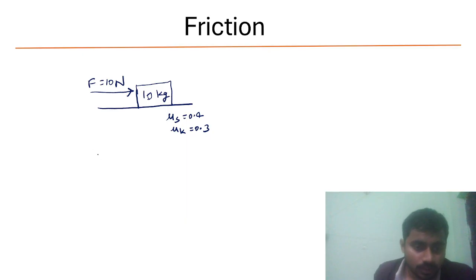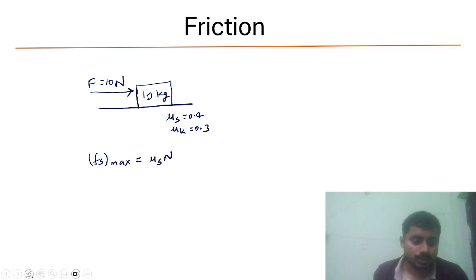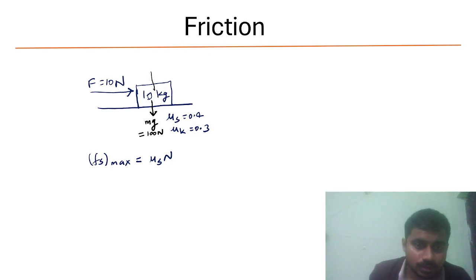So let's find the maximum value of static force. This is what we have seen, the formula is mu s into N. Then what will be the mu s? Let's see that. Here is mg, and that is equal to 100 Newton. Mass is m, g is 10, and there will be a normal force that will be equal to 100 Newton, that we have already studied in NLM.